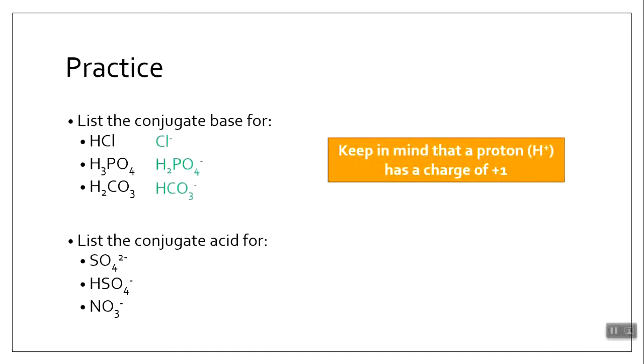Let's list the conjugate acid for SO4 2-. So what is this? It means that it accepted a proton, right? And so once it does that, now for SO4 2-, it's going to take a hydrogen or hydrogen ion. So now it has 1 hydrogen, and how does the overall charge change? It becomes -1. What about the next one, HSO4-?